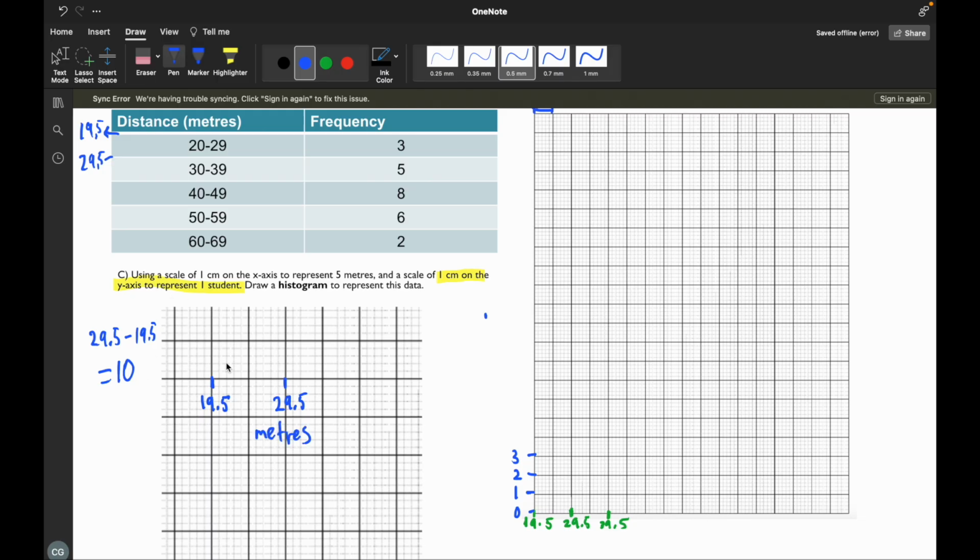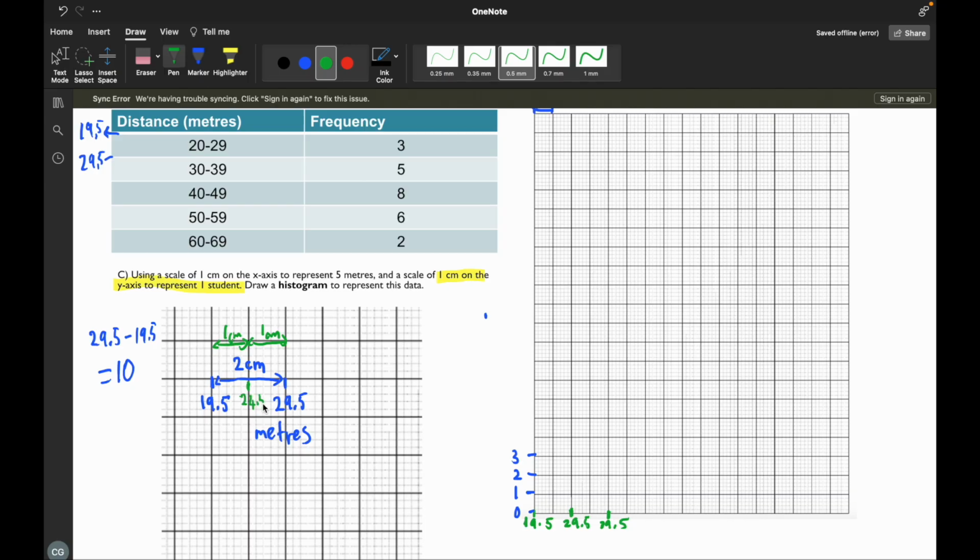So if I take a ruler between 19.5 and 29.5, it would be 2 centimeters. Why is that 2 centimeters? Because each box is 1 centimeter. So here's 1 centimeter, here's also 1 centimeter, so now I've got a full 2 boxes worth 2 centimeters. And remember, 19.5 is like the midpoint, right? So what's the midpoint of 19.5 and 29.5? Calculate it for me. 24.5.